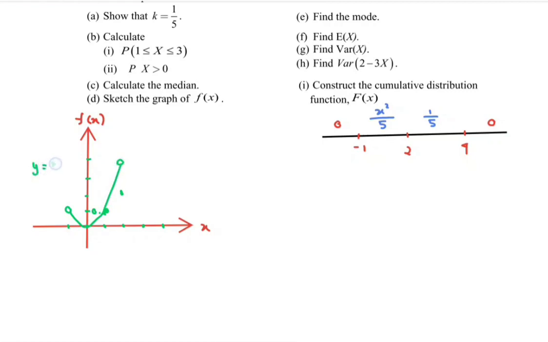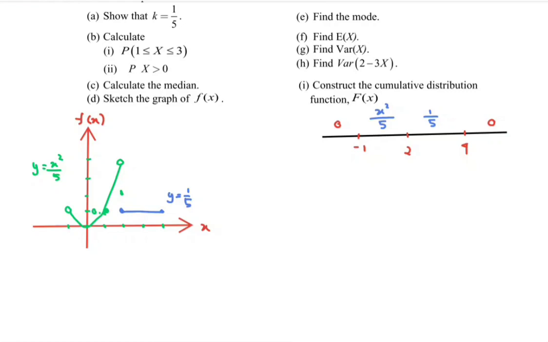Y, where we have x squared over 5. Next, continue. If we substitute 2, then we will have 1 over 5. So here will be the location. Continue until 4. So here we have the straight line, where y equals 1 over 5. So that is the graph for the function f(x), or the small letter f.